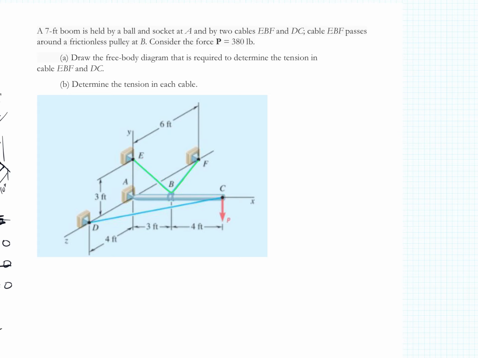It passes around a frictionless pulley at B, which is just their way of saying don't worry about the pulley. Okay, consider P is 380 pounds. Draw the free body diagram and determine the tension in each cable.